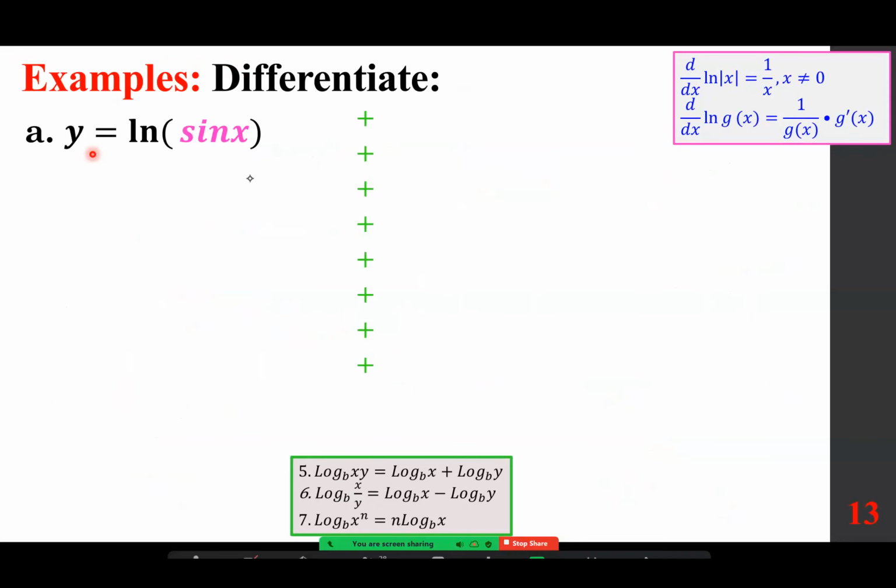We want to differentiate y equals ln of sine x. So according to this, just flip it over, 1 over sine x. Flip it over. Then we need g prime. We need the derivative of sine, which is cosine. And I hope you know cosine x over sine x is cotangent x. Cotangent x. Okay. And again, pretty straightforward, everybody.